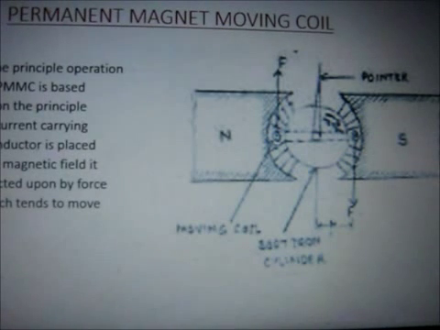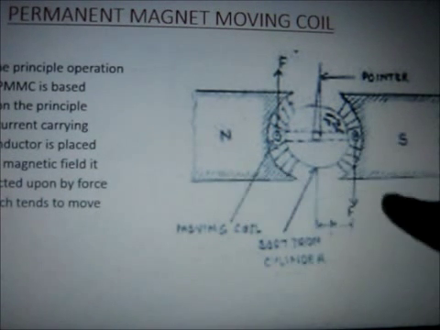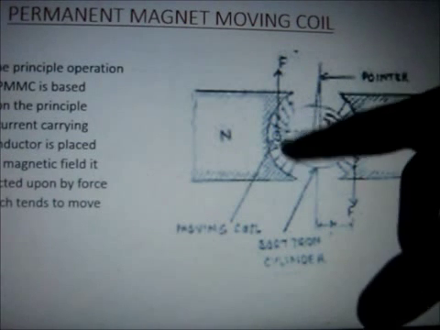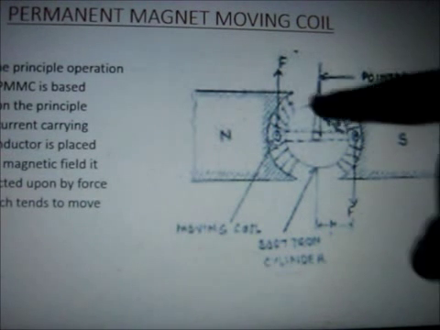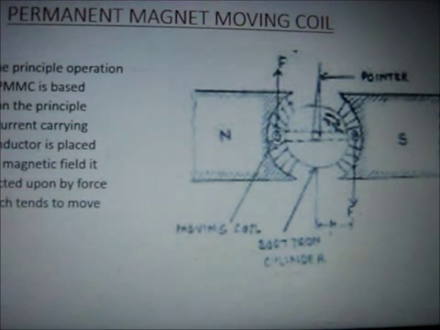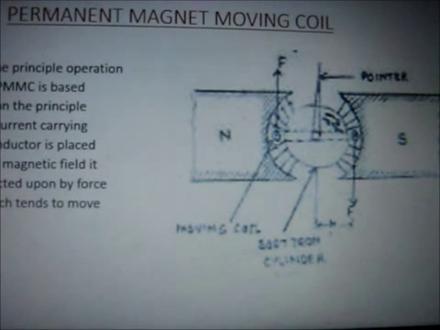Now this is the first type of moving coil type, that is the PMMC, permanent magnet moving coil. In this case you can find two magnets, north pole and south pole, are fixed, and a spindle, that is the pointer, is kept at the middle, and this is the moving coil. The general principle of this PMMC is based upon the principle of a current carrying conductor. Whenever a current carrying conductor is placed in a magnetic field, it is acted upon by a force, and this force tends to move it, and this force is generally responsible for the movement of this pointer, and we get the measurement.